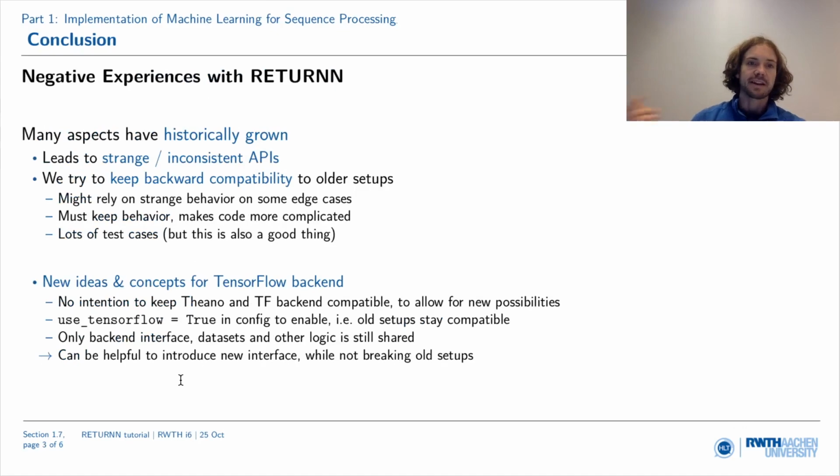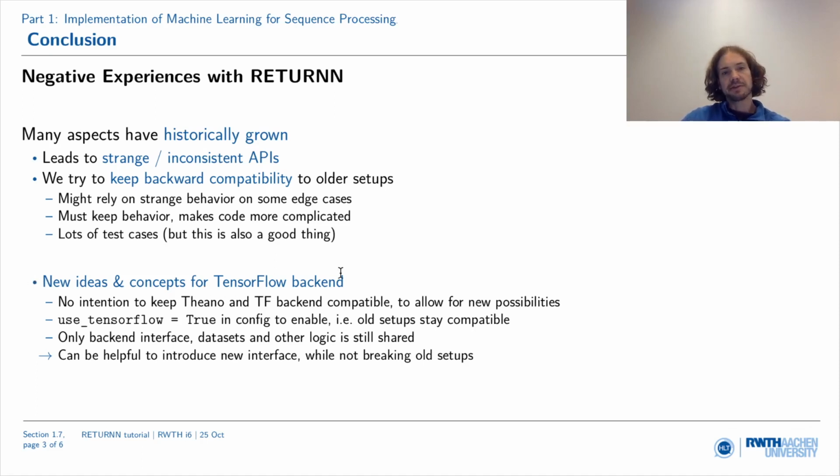Of course, we also had some negative experience in RETURNN historically. Because many aspects have historically grown, it leads to some strange and inconsistent APIs. Also, we try to keep backward compatibility to older setups. And that means that we need to rely on strange behavior in some edge cases, and we must keep this behavior to stay compatible. And we have lots of test cases to ensure that everything works. But this is, of course, also a good thing that we have that.